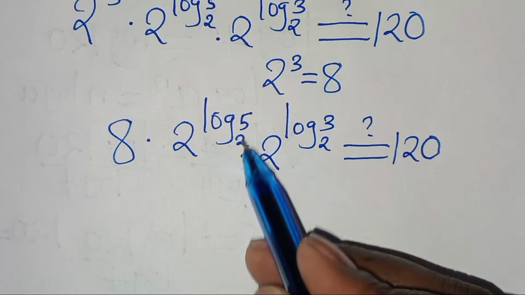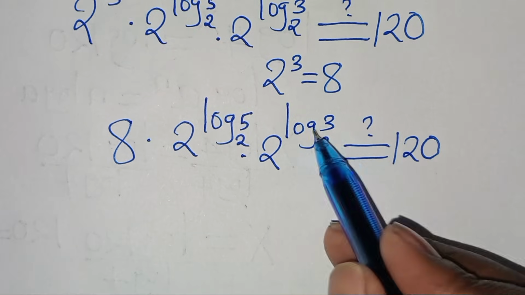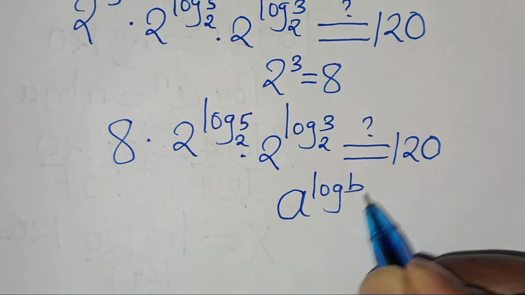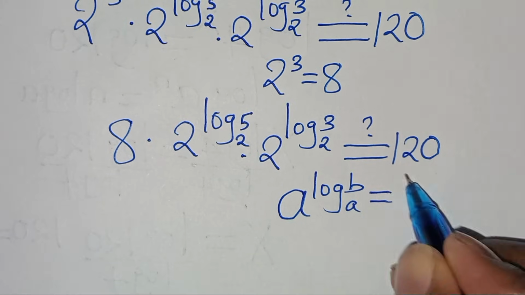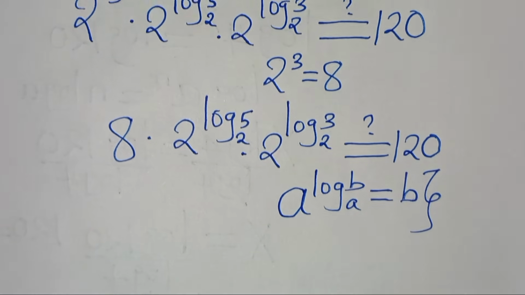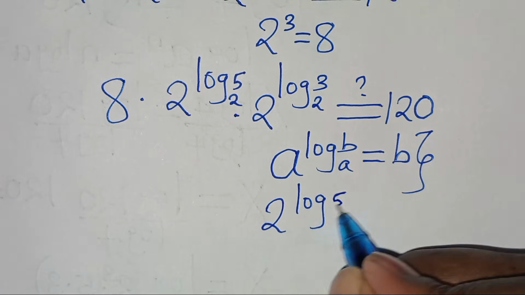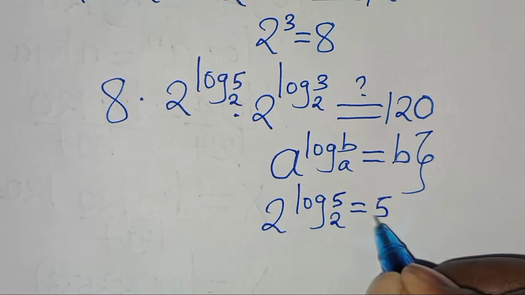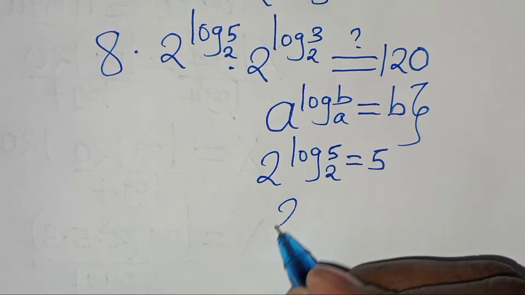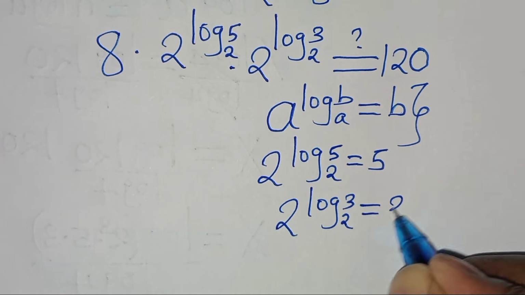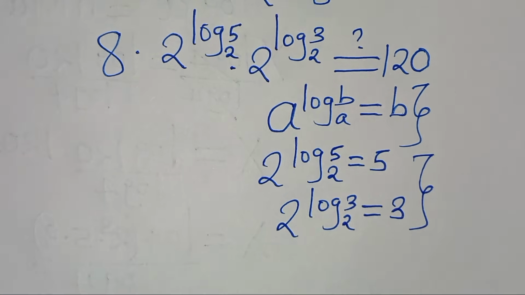2 to the power of log 5 to base 2 and 2 to the power of log 3 to base 2 are in the form of a to the power of log b to base a. This should give us a value of b. So 2 to the power of log 5 to base 2 should give us a value of 5. And 2 to the power of log 3 to base 2 should give us a value of 3.